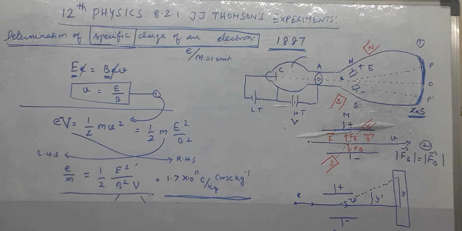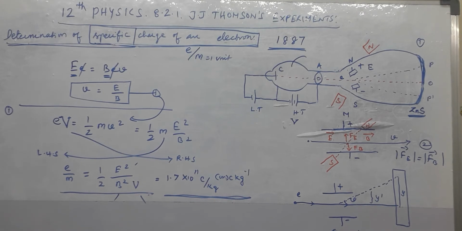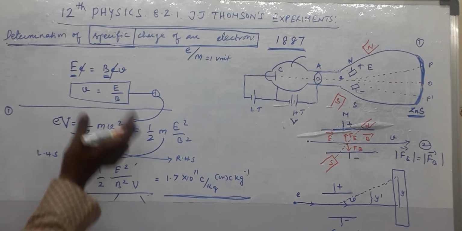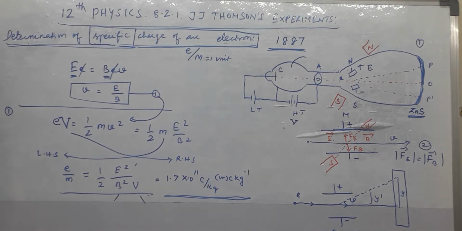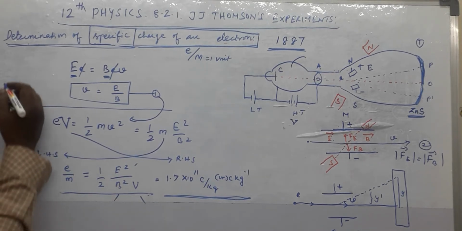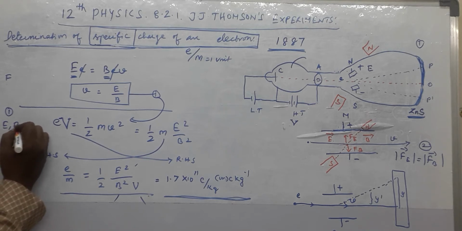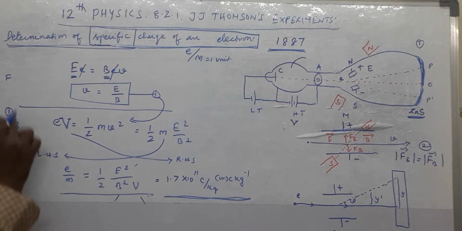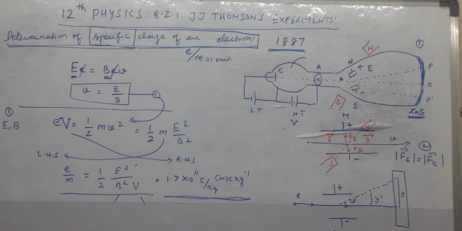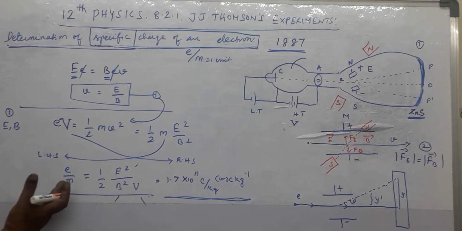This is a very fundamental proof of the specific charge of an electron when we are applying both electric and magnetic field. This is the first condition. Here in the first condition we are applying both electric field and magnetic field. Due to the equal forces, there is no deflection. That's why we are calculating.